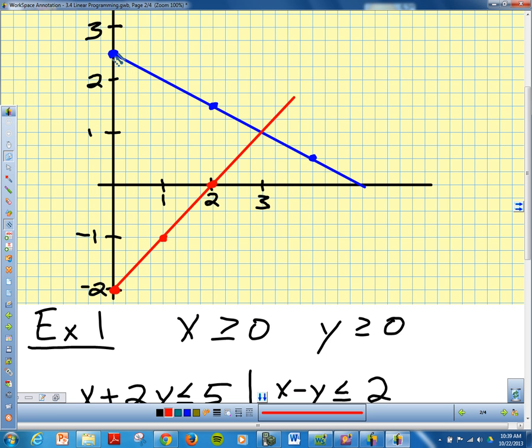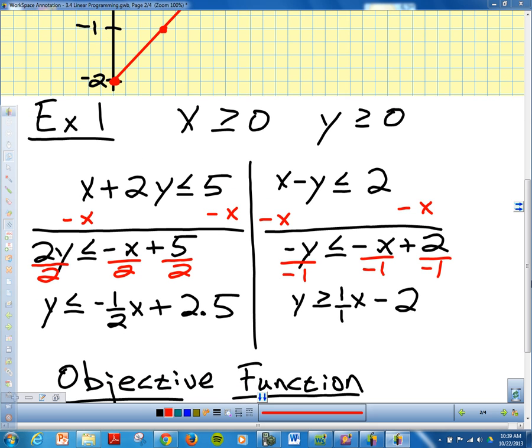Yep. So why does it start on the bottom part instead of, so why doesn't it start up here is what you're asking me, right? Because the y-intercept of that second equation was -2.